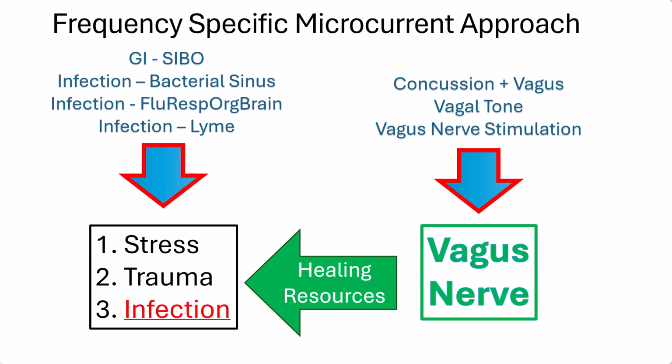To treat chronic infection, you would use any of the protocols that target the specific virus or bacteria that is suspected. Some examples might be GI SIBO, bacterial sinus, flu, respiratory organs, brain, which is for viral infections, or the Lyme protocol.